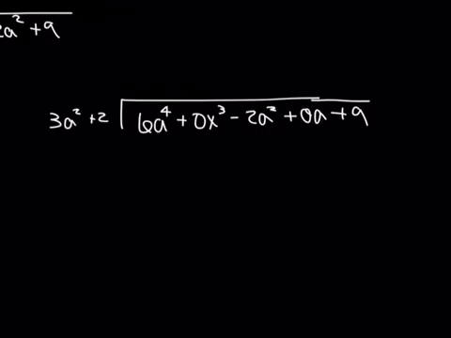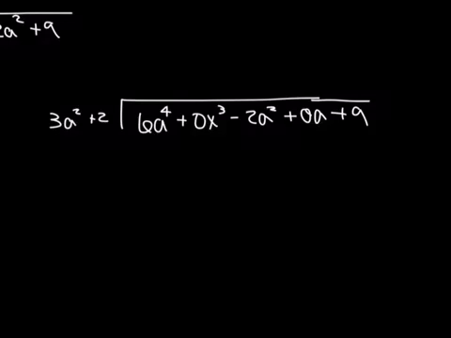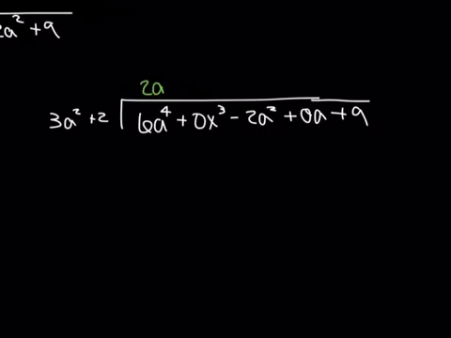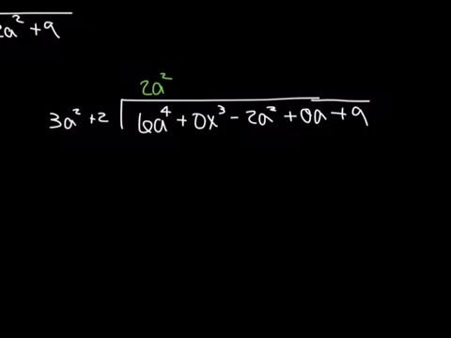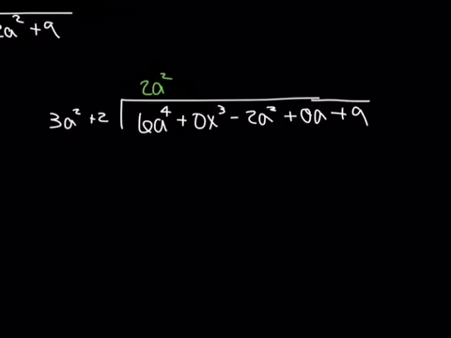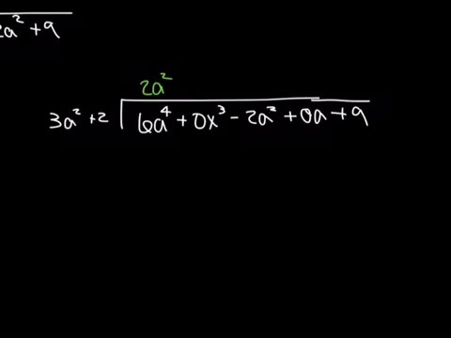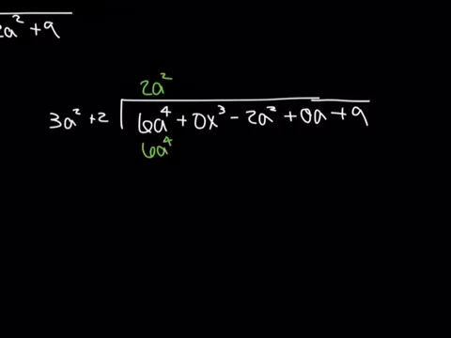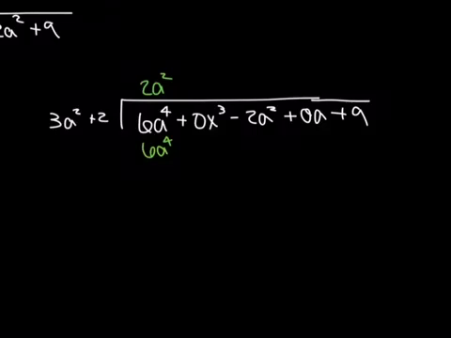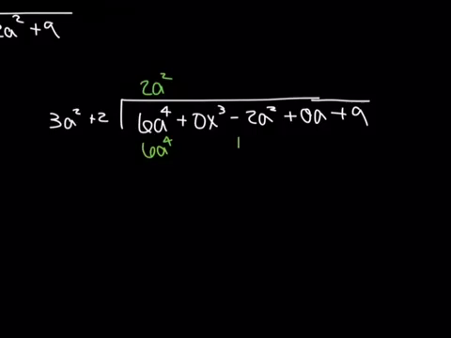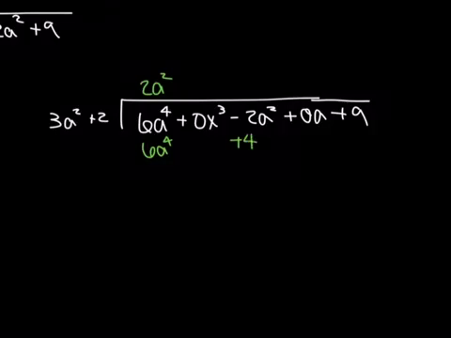So 3a squared goes into 6a to the 4th 2a squared times. Okay? 4 minus 2 gave us the squared. And 3 goes into 6 twice. This times this. 2a squared times 3a squared. And again, you must get what you had up there. 2a squared plus 2 is 4a squared.